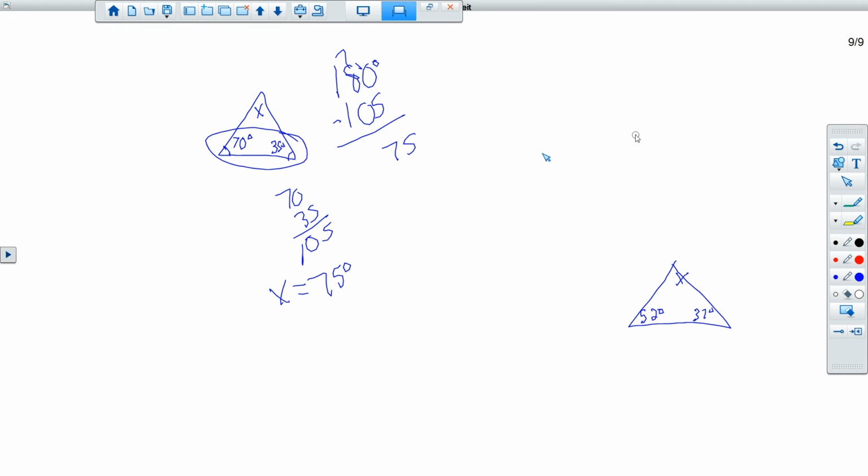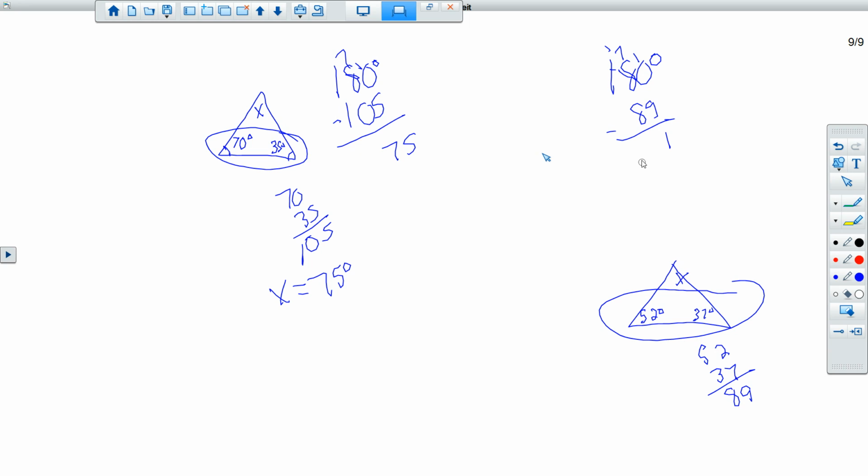Over here on this one, what do we have? We start with 180. How much do we have here? Well, 52 and 37. We end up with 89. So we're going to take 89 off. We have to borrow. That becomes a 7. 10 minus 9, 1. 7 minus 8, can't. 17 minus 8, we end up with 9. And so this angle is supposed to be 91.